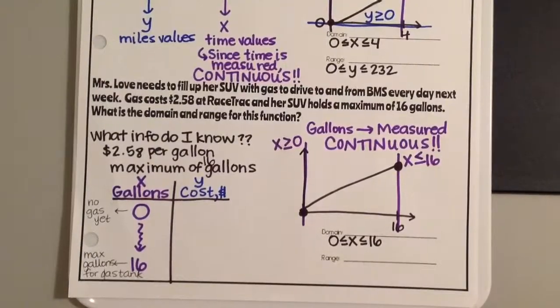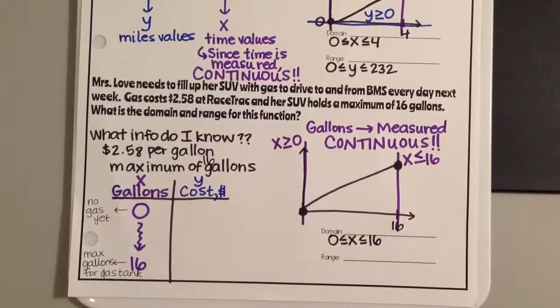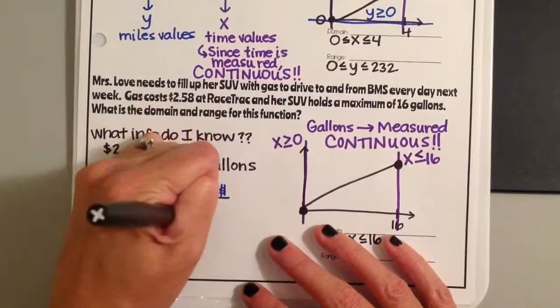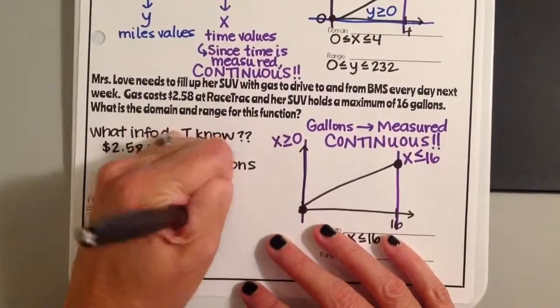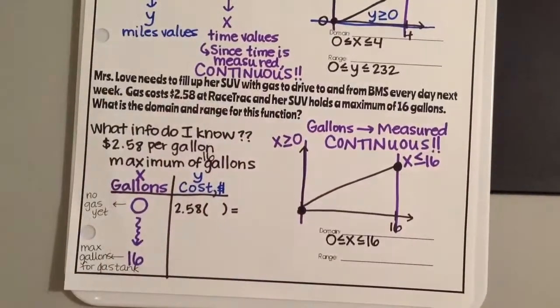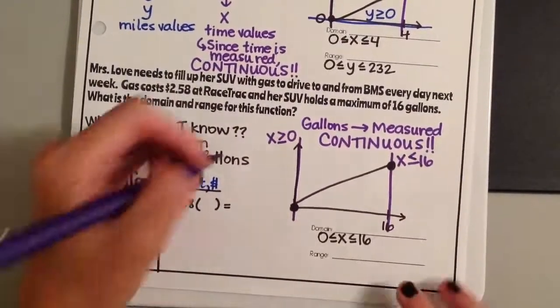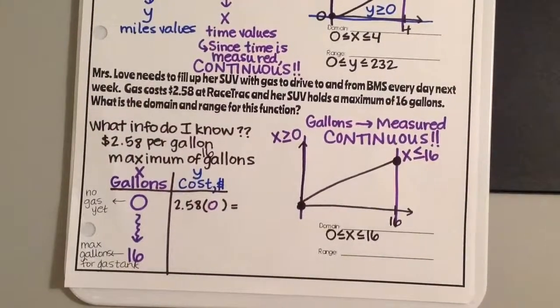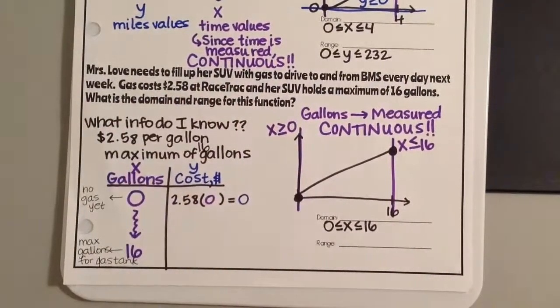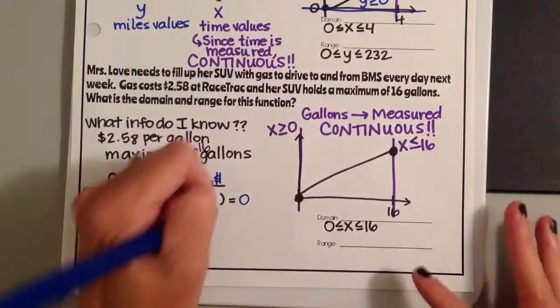All right, let's talk about cost. So again, I don't have an equation to plug in like we did in the first example, so I'm just going to use some common sense math. If I have $2.58 times each gallon, that's going to give me my cost. Well, the first one here, I have 0 gallons of gas. So what is $2.58 times 0? That would be $0. It's my lowest value for y.